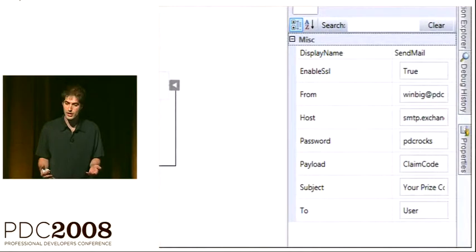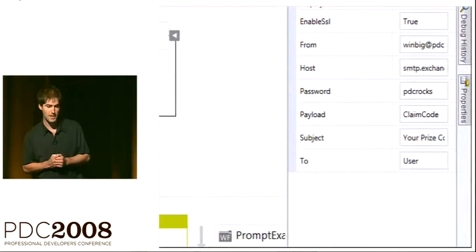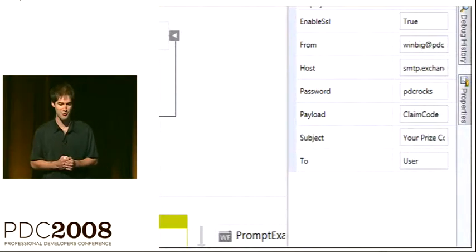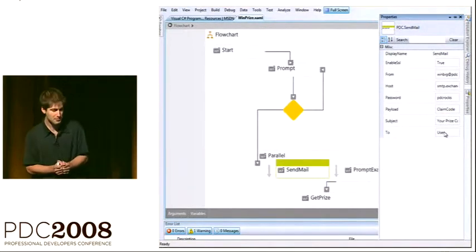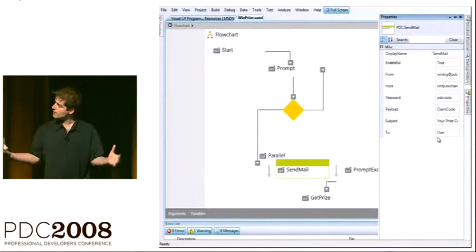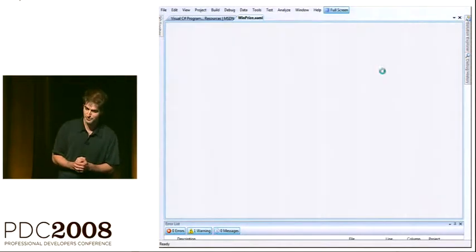And in this case, what you'll see is I'll be sending mail with the claim code. You see the host name and password. If you want to leverage this account, act now. I will be disabling it after this talk. And you'll get mail from winbig@pdcprizes.net. So we've put the workflow together. We've bound our arguments to various variables. And now let's run this workflow and see it in action.